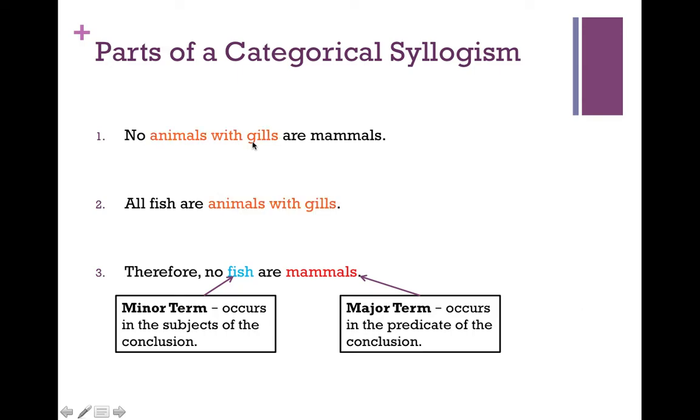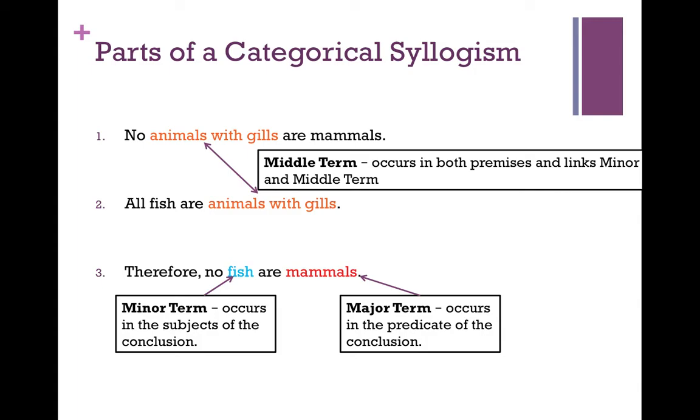And we call this the middle term. This is the term that occurs in both premises and links the minor, sorry, I just noticed I have a typo here. It links the minor and major term.